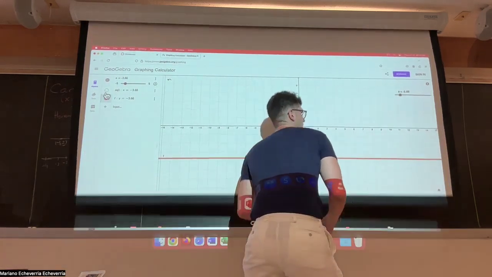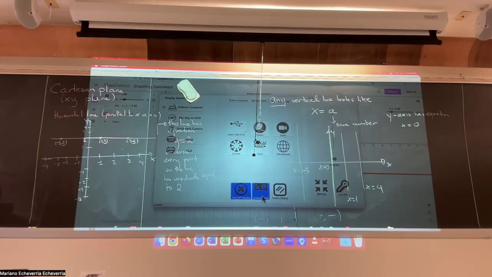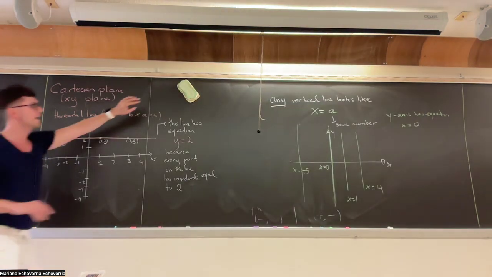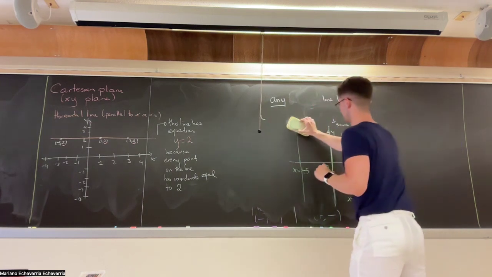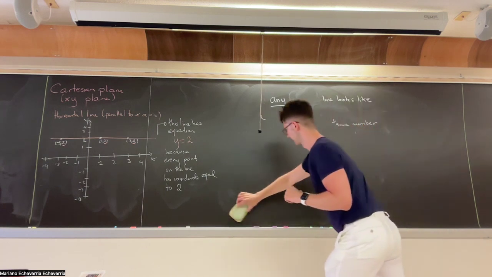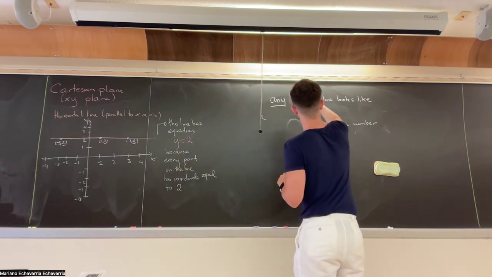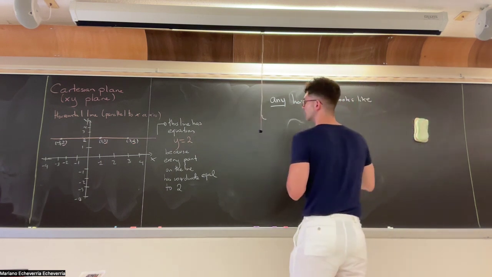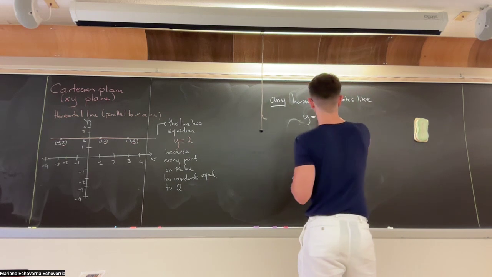So let me just write that down on the board. Any horizontal line looks like y equals some number.